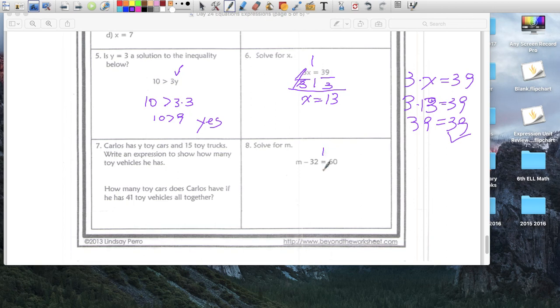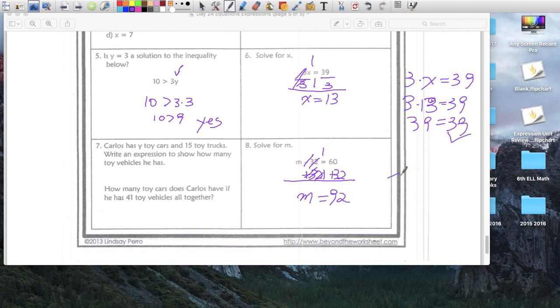Here, it's a subtraction equation. So I'm going to use the inverse of subtraction, which is addition. I'm going to add 32 to this side, and I'm going to add 32 to this side. If I add 32 to this side, these two 32s will become 0. The m comes down. 60 plus 32 is 92, and that's my answer.